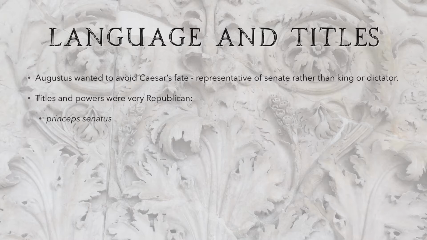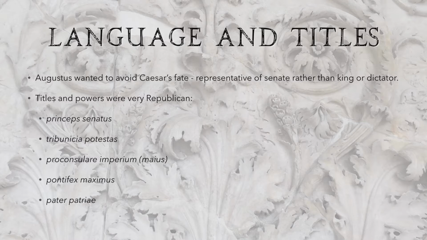So the princeps senatus was the head of the Senate, tribunicia potestas, the power of a tribune of the plebs, proconsulare imperium, you'll remember, was the power of a proconsul, and Pontifex Maximus was a chief priest. So all of these positions and powers existed. Augustus just sort of added to them. And this pater patriae was an honorary title, so father of the fatherland. This was all republican, this was nothing new, and we're not using the word king or dictator.